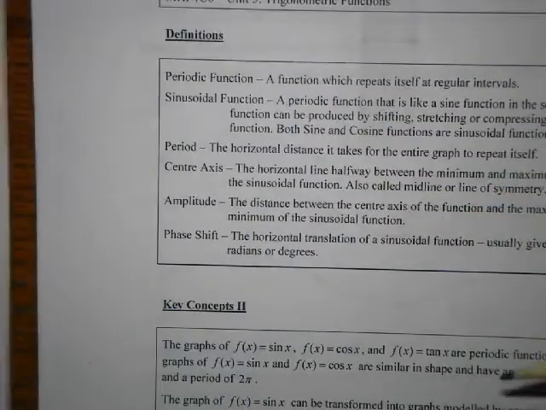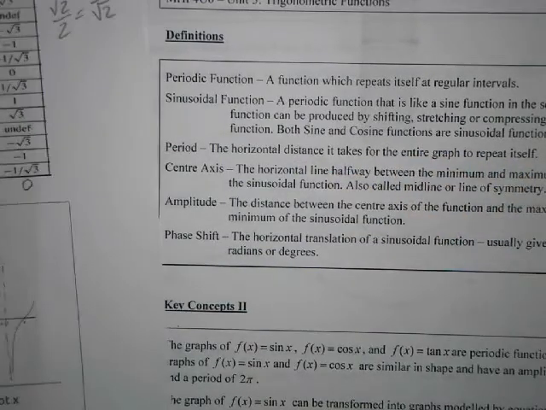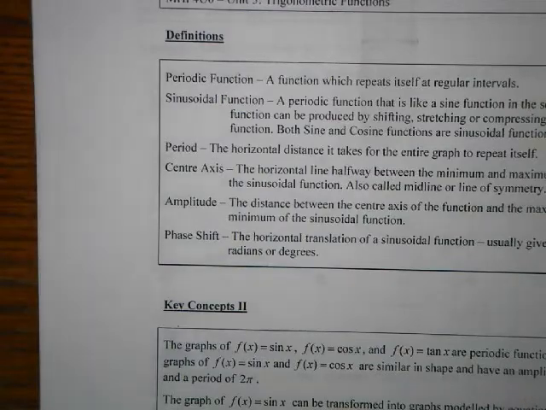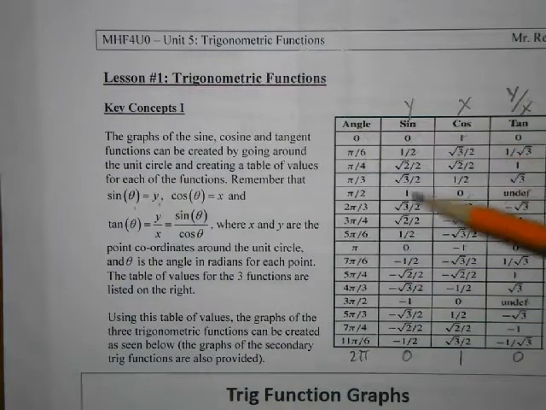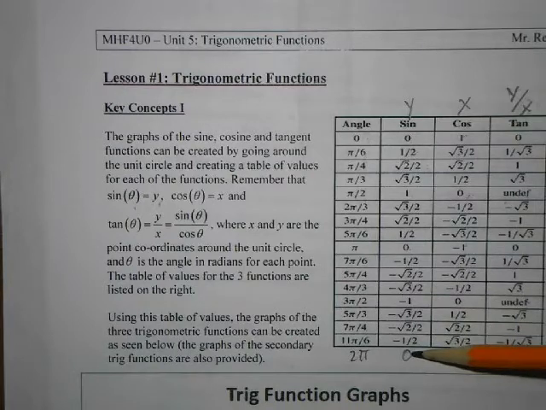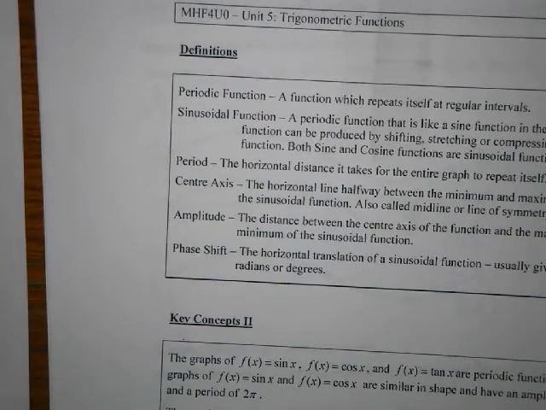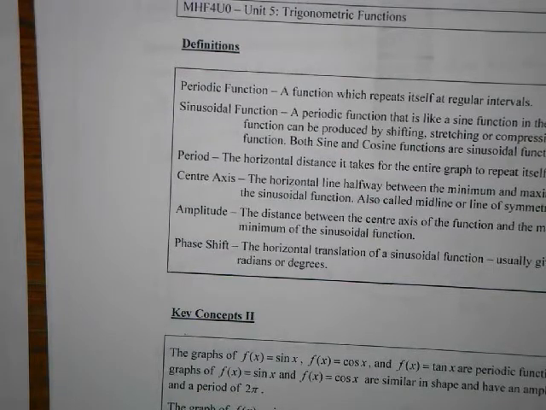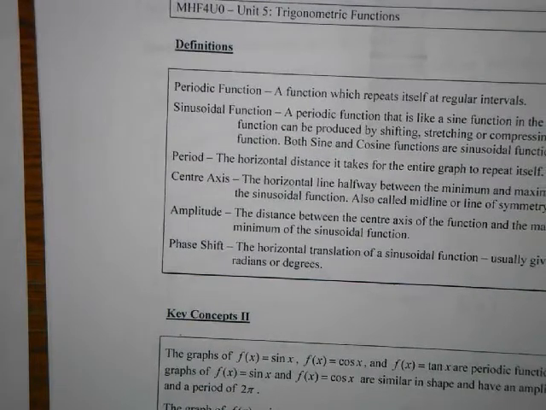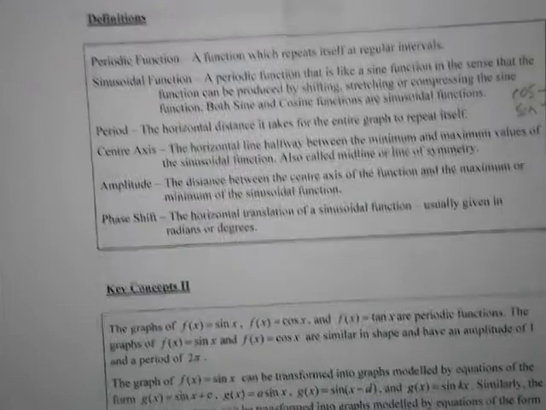The period. Now this is a really important thing. The period is how long does it take horizontally before it starts repeating itself. And you can tell that from our table of values. Basically, the period for sine and cosine is both 2 pi. It takes 2 pi radians before it gets back to where you started from. So cosine and sine both have a period of 2 pi. And the period for tan is actually pi. It repeats itself for every pi units, every pi radians.